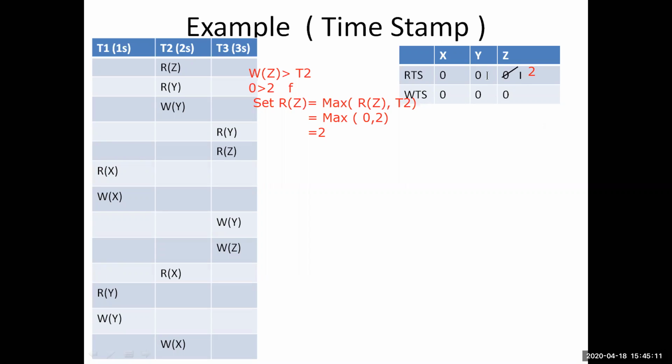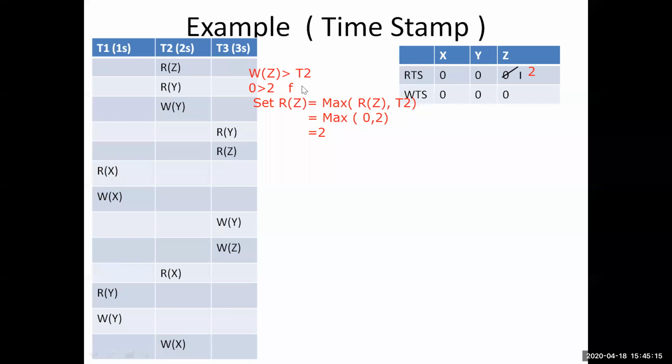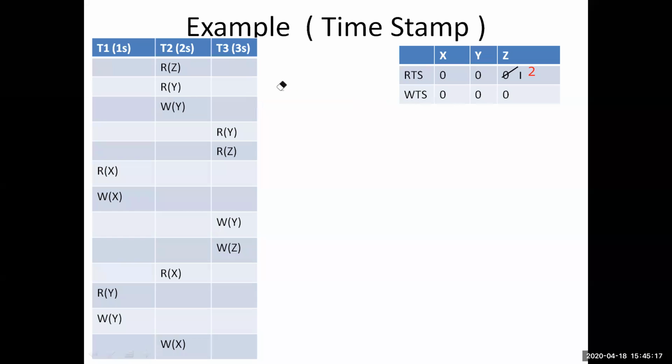Now next I need to check read of Y. For read of Y, again I need to check the write condition. That is, is the write timestamp of Y greater than T2? Initially the write timestamp for Y is 0. So is 0 greater than the T2 timestamp, which is 2?